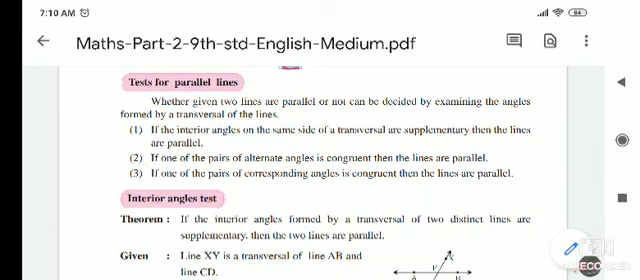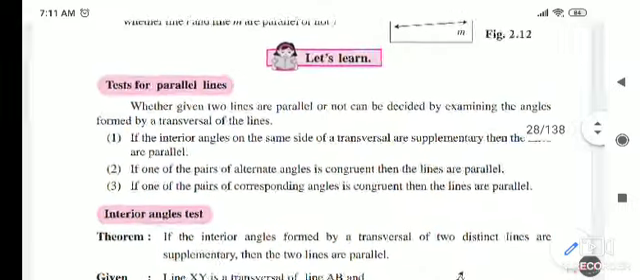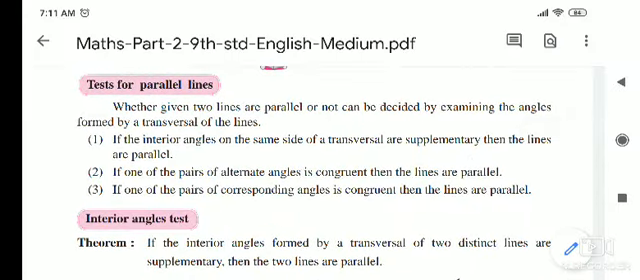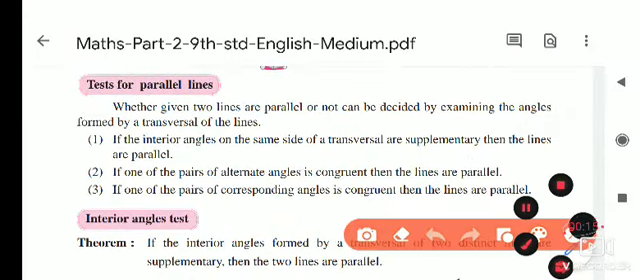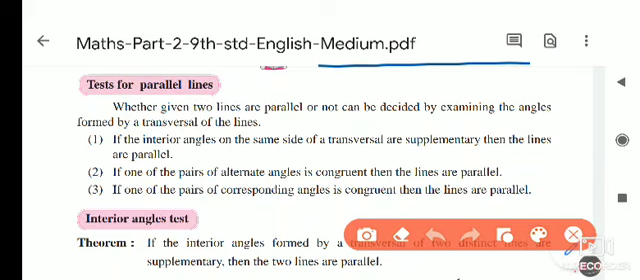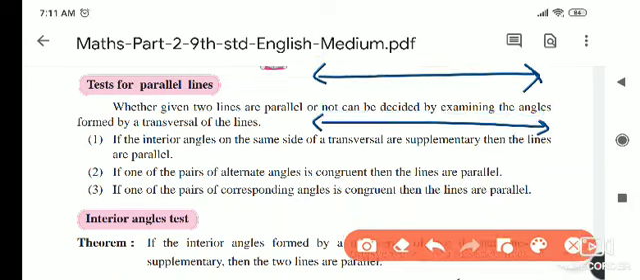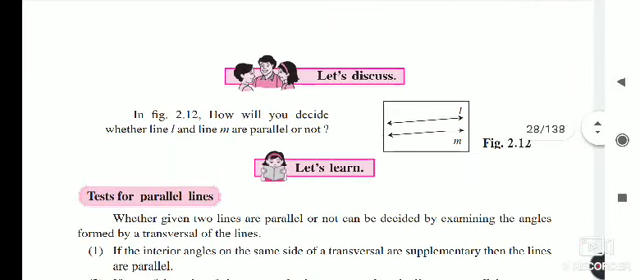Hello students. Today we will continue the lecture on the revision of parallel lines, and inside it we will see the test for parallel lines. So here is the first test, whether the given two lines are parallel or not. Suppose these are two lines. Yesterday we had seen that activity. It is given here in this activity.